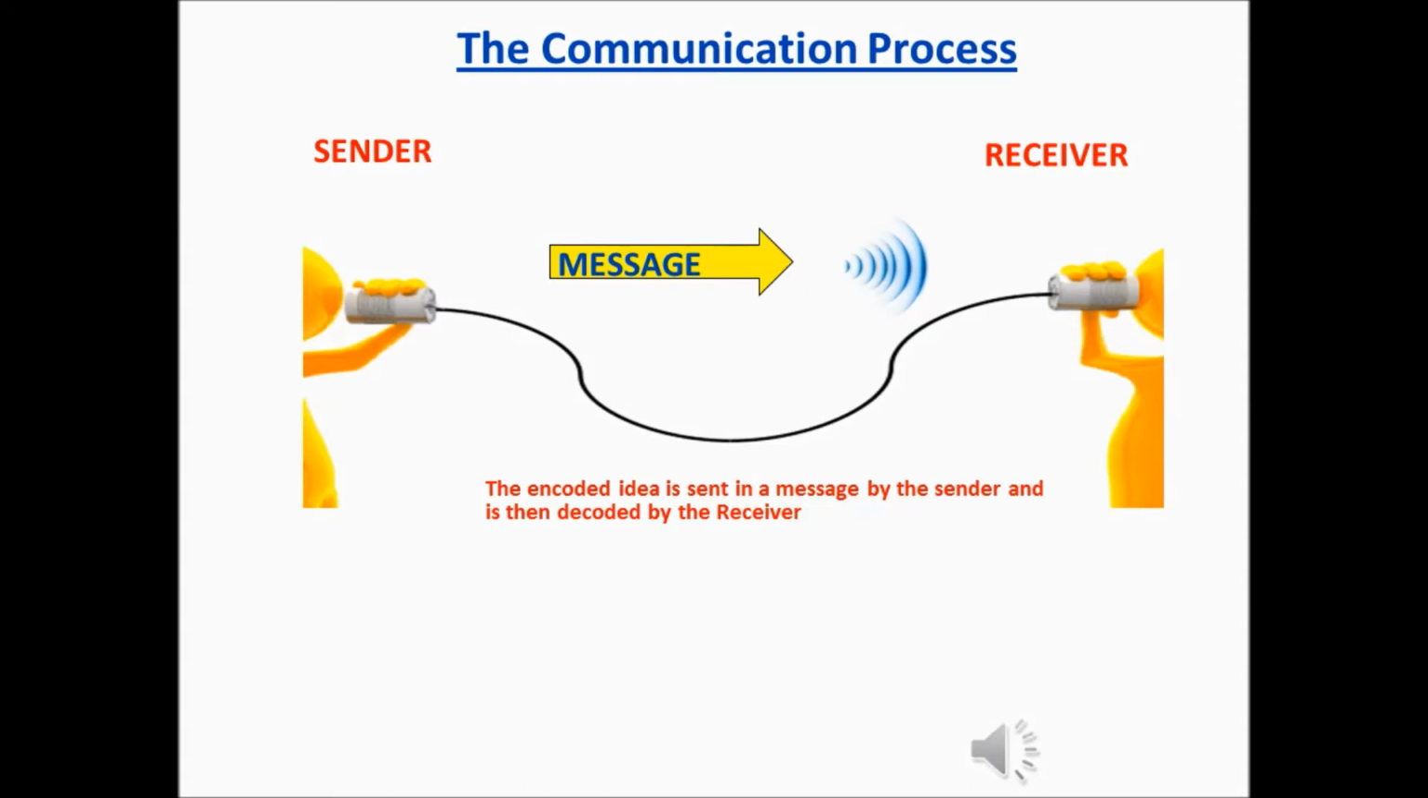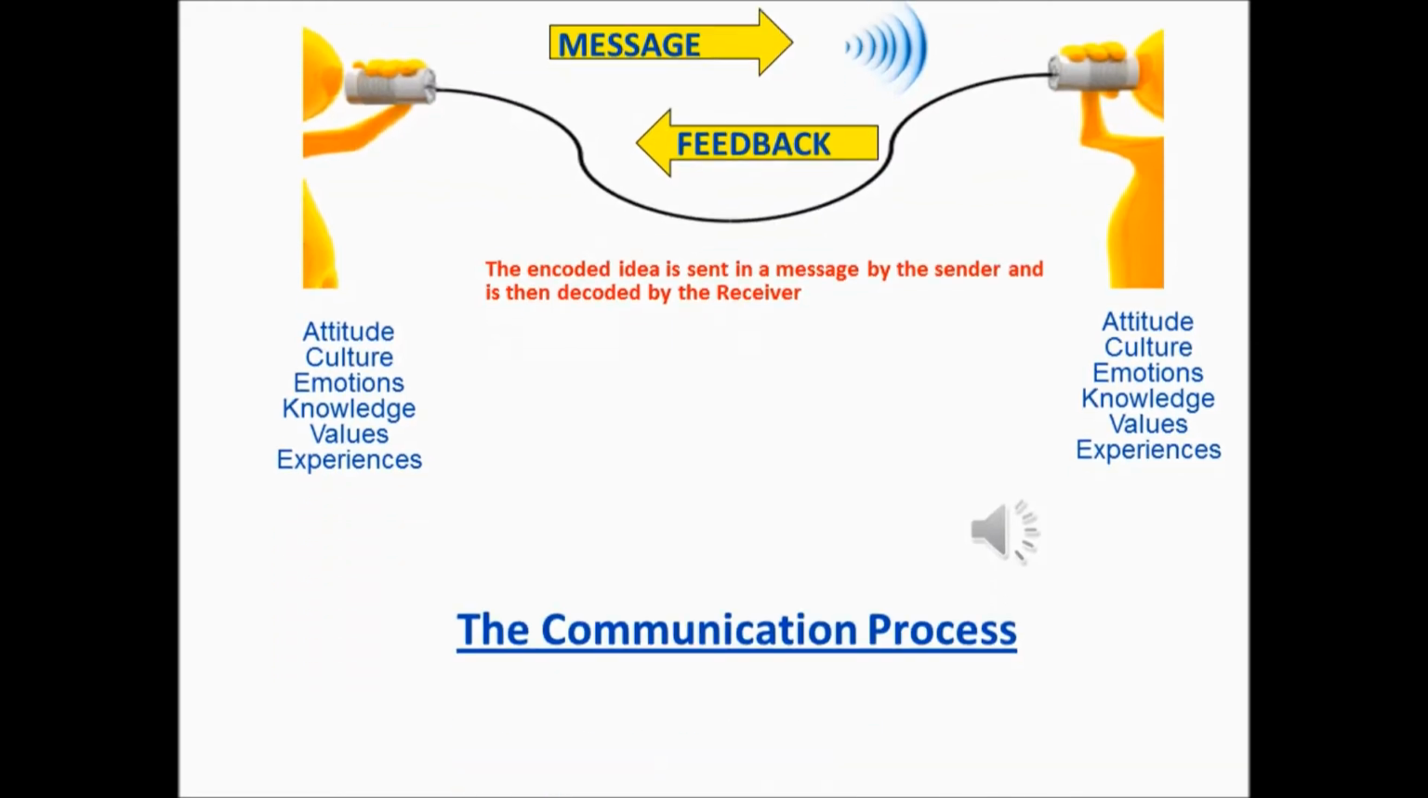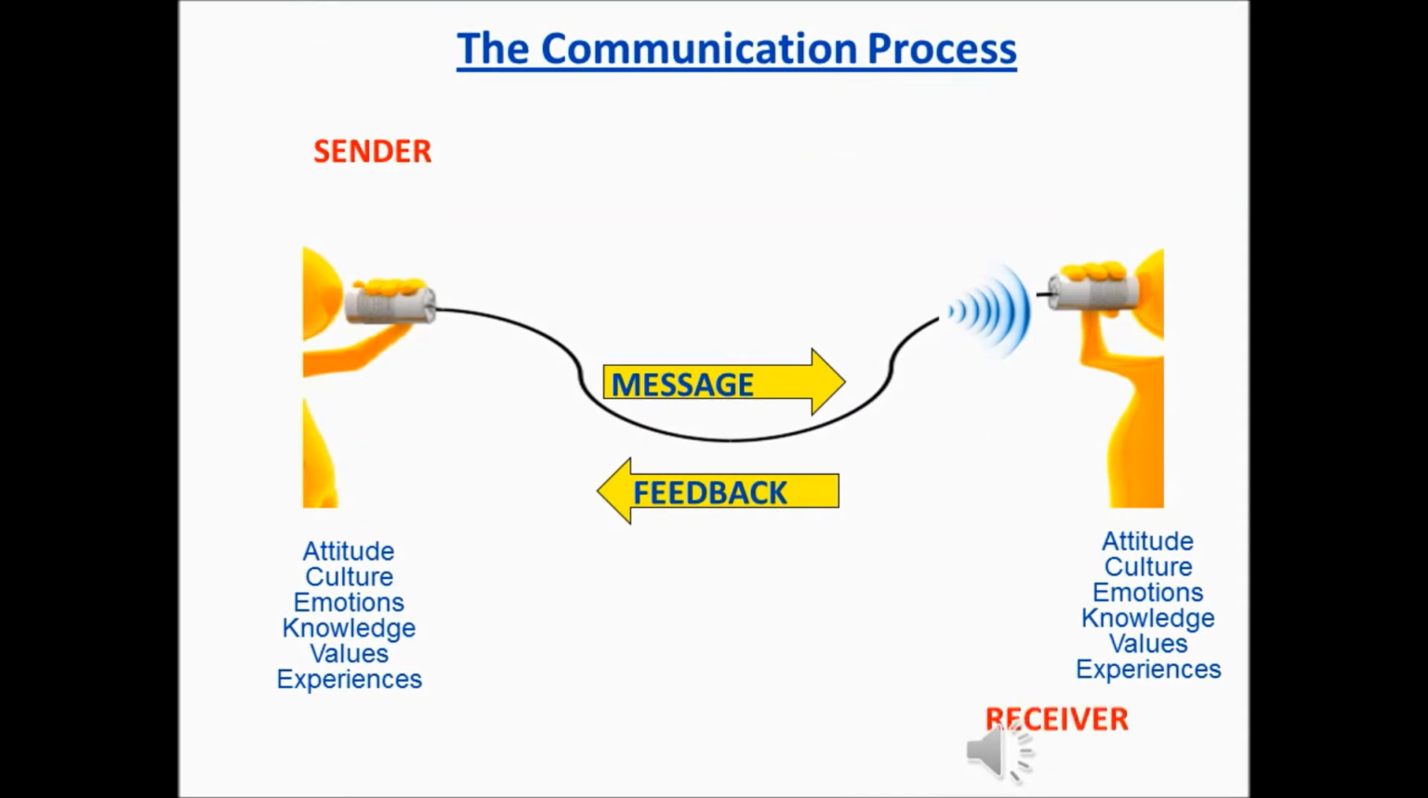The message is sent to the receiver. The receiver then must interpret the message by filtering the new information through their attitude, culture, emotions, knowledge, values, and past experiences. This interpretation is called decoding the message. The sender needs to make sure that the receiver understood the message. Therefore, it's the receiver's job to understand and convey the message back.